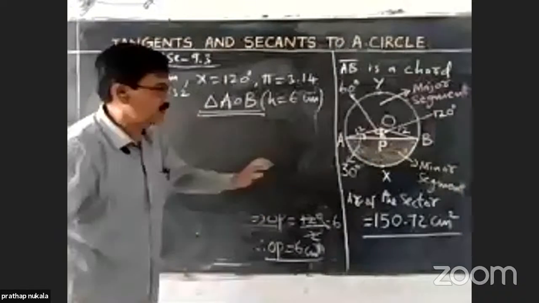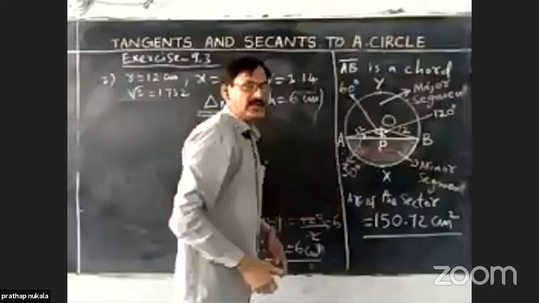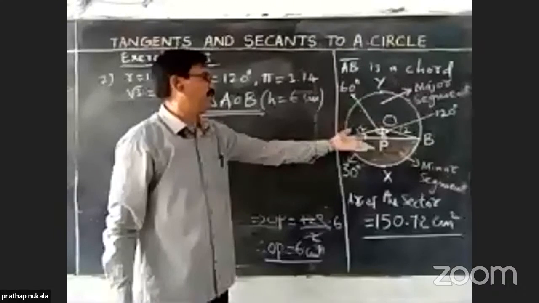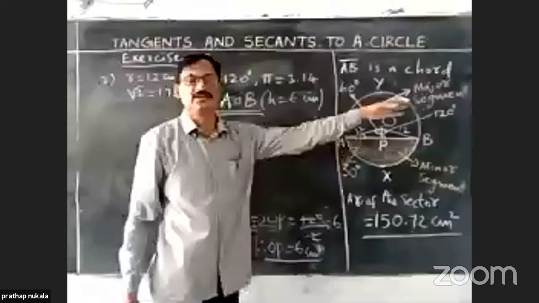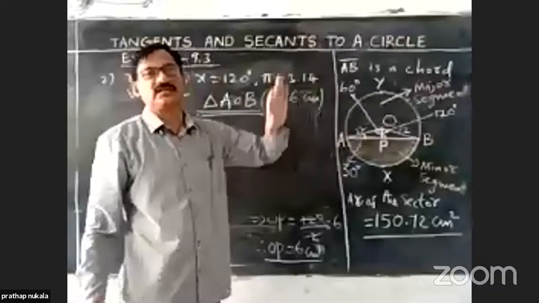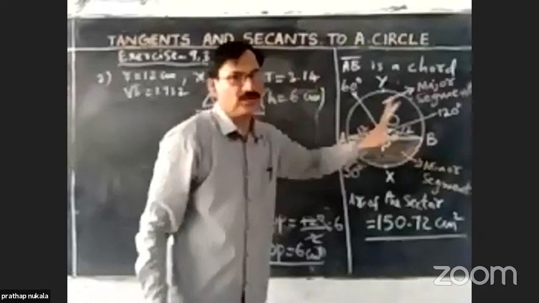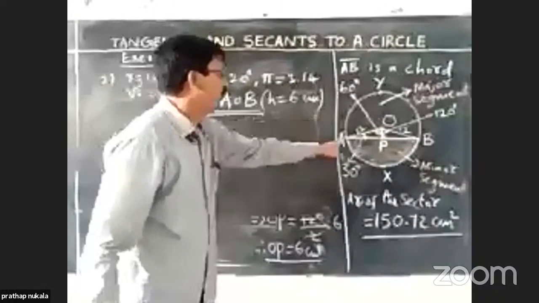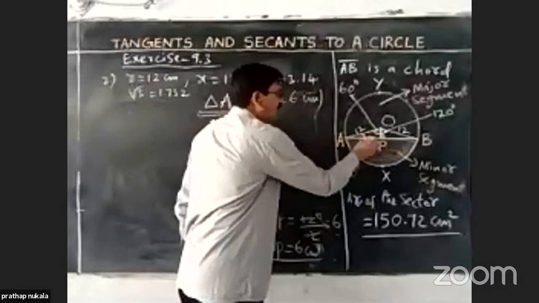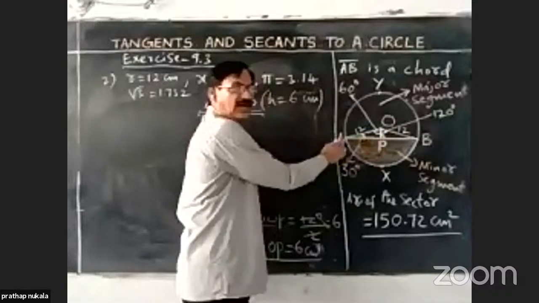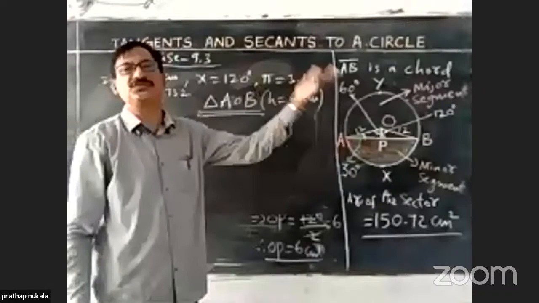To find base AB, if we find AP, then double of AP becomes AB. AP is half of the distance AB. That's why if we find AP, then we will get AB. Now, which side is AP in the right triangle? AP is the adjacent side to angle A. Adjacent side means which trigonometric ratio is used?